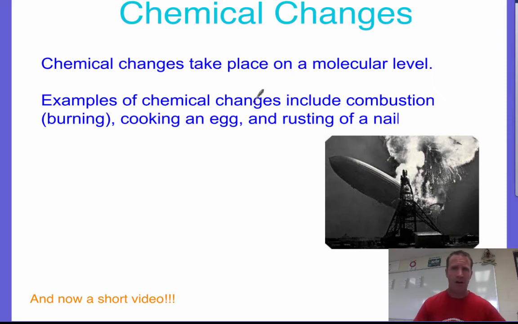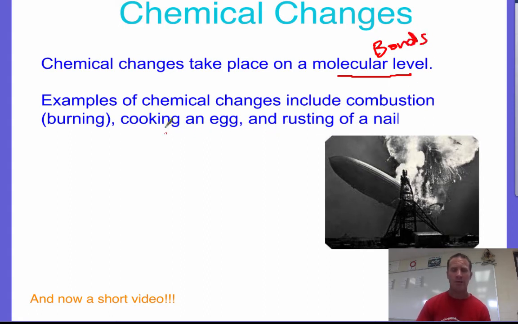The other type of change is a chemical change. Chemical changes take place on a molecular level. You're way down at that molecular level looking at the atoms and the molecules instead of just a change of state. We're not looking at temperature or size or anything like that. We're looking at how the molecules changed. How did that bond change? So you're changing bonds and atoms.